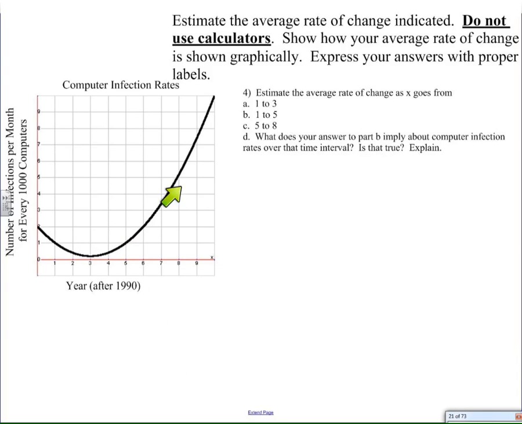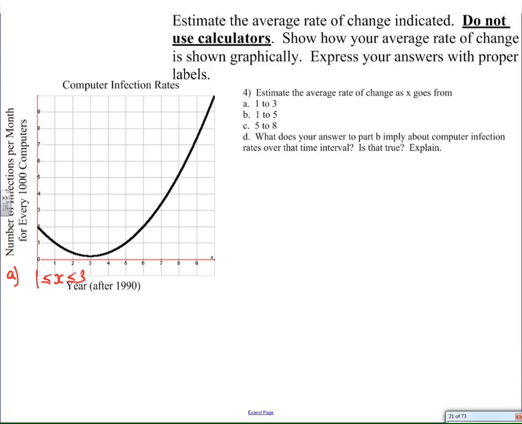So in this particular situation we're studying infection rates of computers in the 1990s, which shows that there was a drop in infection rates for a little while, but then there was a much more rapid increase in computer infection rates in the years following 1993. So these questions are asking us to quantify, or to put into number form, what exactly is happening to the computer infection rate over various periods of time.